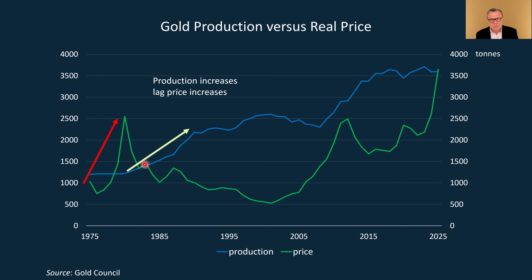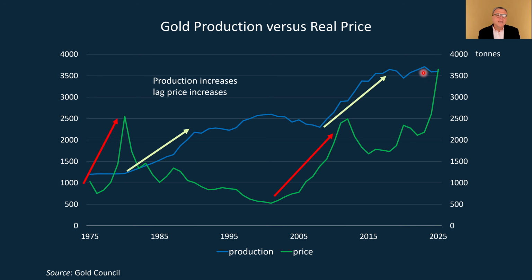And there was a lagged response in the production of gold. It just takes time to get gold mining production going, to get approvals and to build the mines and the like. And then when the gold price fell back, that increase in production plateaued. Another big surge in the gold price in the first decade of this century was met by a big increase in production. Here, a lagged increase in production.